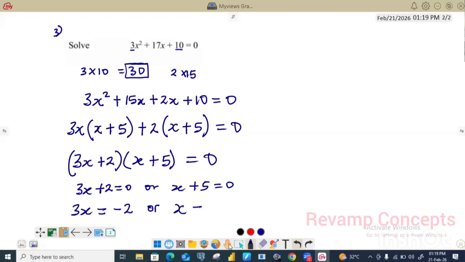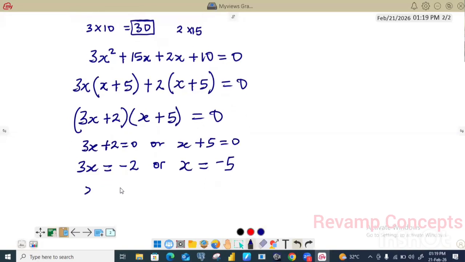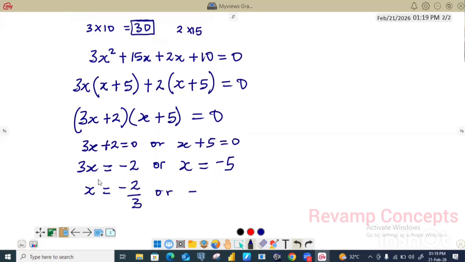So here we can have x equal to minus 5 as well. For the first part, we can now have our x by dividing both sides by 3. So our x is minus 2 over 3 or minus 5. So this would be our final answer here.